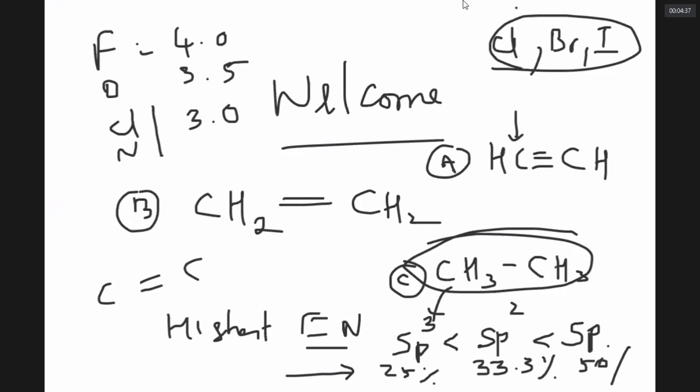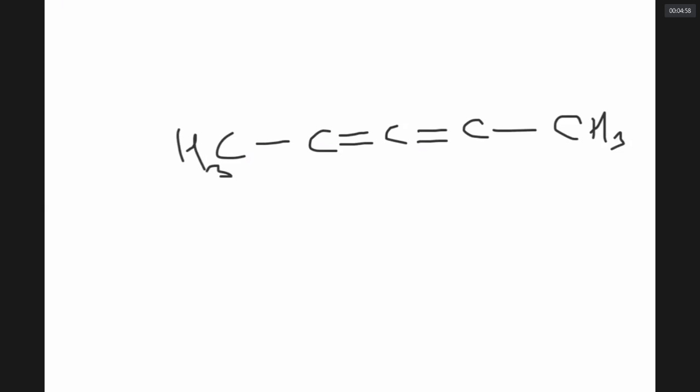This carbon is sp2. The carbon is sp. The carbon C is sp2. If you take a molecule like this, identify the hybridized state of each carbon.